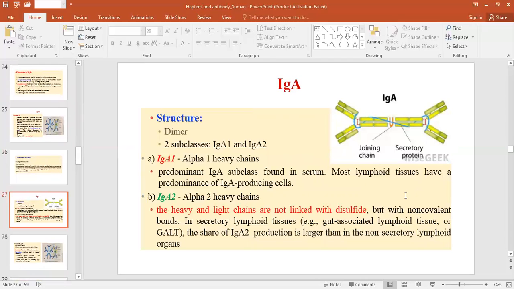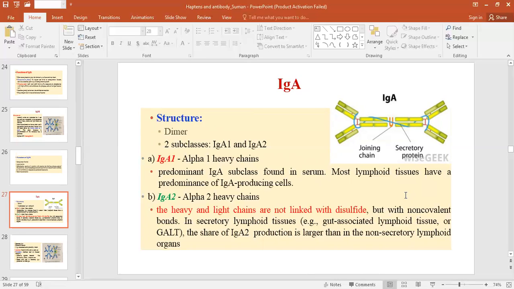Next one is IgA. It's a dimeric form of immunoglobulin. And it contains two subclasses, IgA1 and IgA2. So IgA1 contains the alpha 1 heavy chain, and this particular immunoglobulin subclass of IgA is found in serum, and most lymphoid tissues have a predominance of IgA1 producing cells.